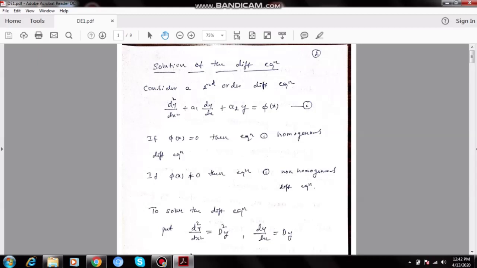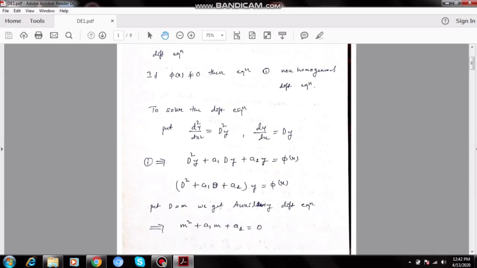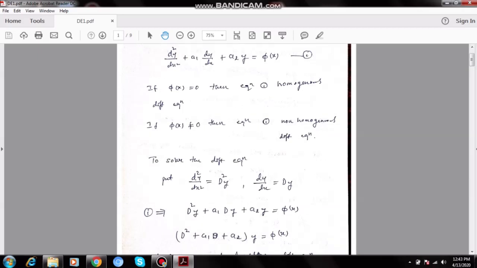Right hand side, if phi of x is equals to 0, then we call it a homogeneous differential equation. If it is not equal to 0, then we call it a non-homogeneous differential equation. Now what is the procedure to solve? So we are going to substitute d square y by dx square is equals to capital D square y, and dy by dx is equals to Dy, so that the given equation becomes D square y plus a1 Dy plus a2y is equals to phi of x.